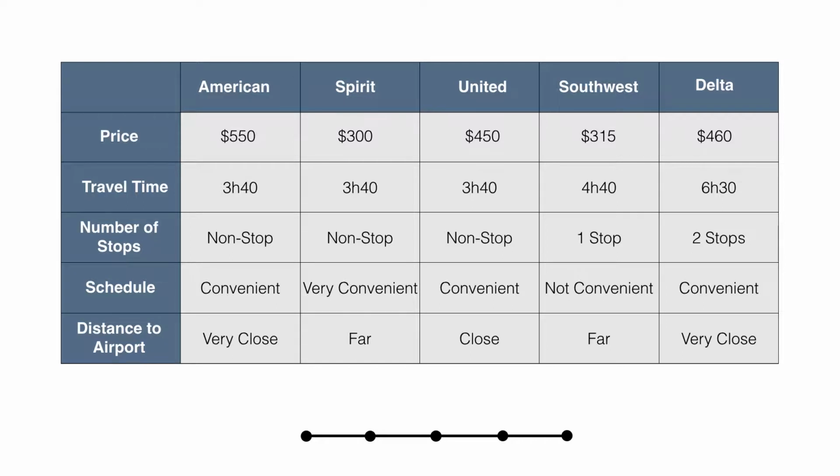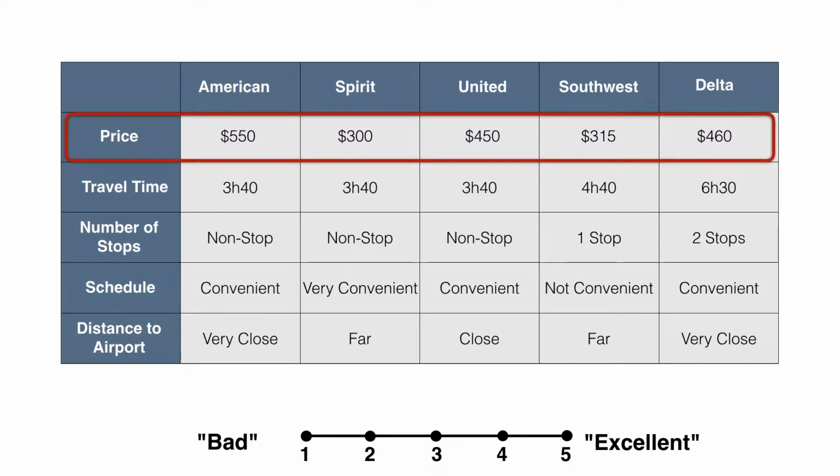For this example, we can use the scale 1 to 5, where 1 is bad and 5 is excellent, but in practice you can use whatever scale works best. Looking at our first criterion, price, let's rank each flight where 1 is expensive and 5 is cheap. We can see that the Spirit flight is the cheapest at $300, so we give this option a 5 and rank the rest of the flights accordingly.